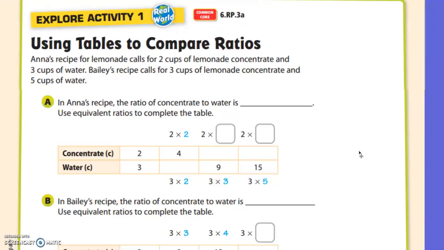I have a feeling you could reread the directions and easily find Anna's recipe and record her ratio, and then you could easily fill in this table. So again, pause the video and then resume it when you're ready to check your answers.